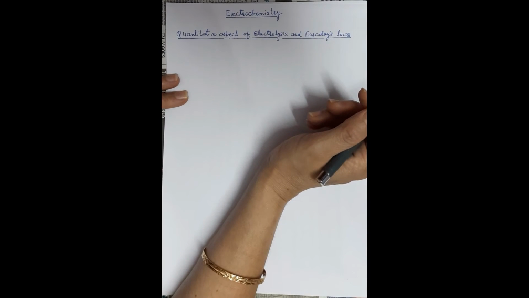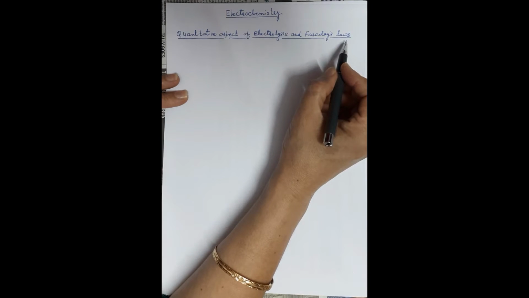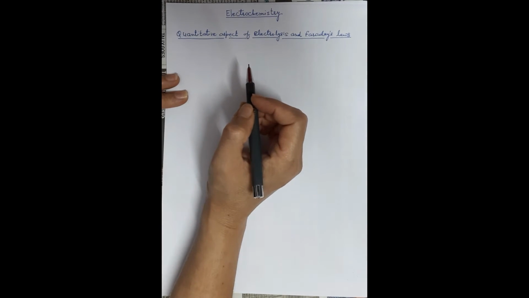Dear children, we have already started with the electrochemistry chapter, and last class we discussed the qualitative aspect of electrolysis, that is, products of electrolysis. Today we'll discuss the quantitative aspect of electrolysis, that is, Faraday's law. Before discussing the laws, let me quickly revise what an electrolytic cell is.